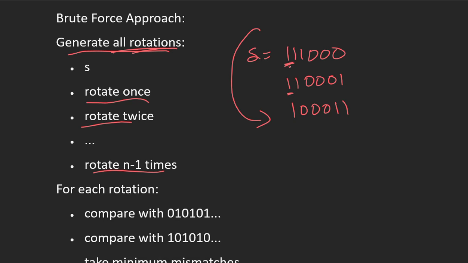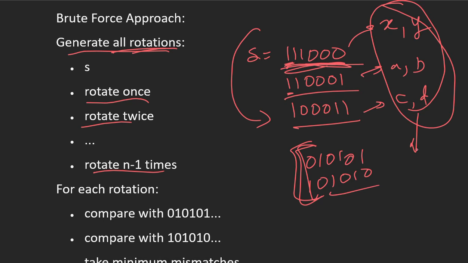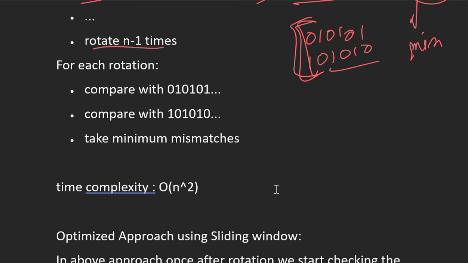And then for each rotation, what are the two possible patterns? Either starting from 0 like 0101, or starting from 1 like 1010, right? Then we compare each rotation with these two patterns and find the minimum mismatches in each rotation. Suppose here the minimum mismatch is x in pattern 1 and y in pattern 2, a in pattern 1, b in pattern 2, and so on. Then we will take the minimum of all these mismatches in all the rotations, right? So the overall minimum will be our answer.